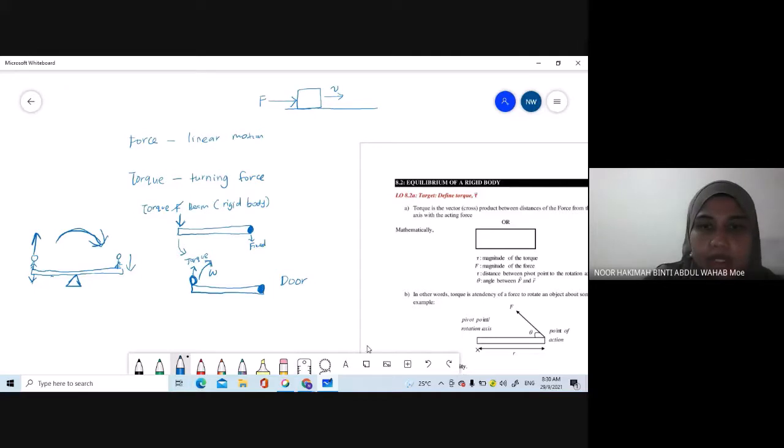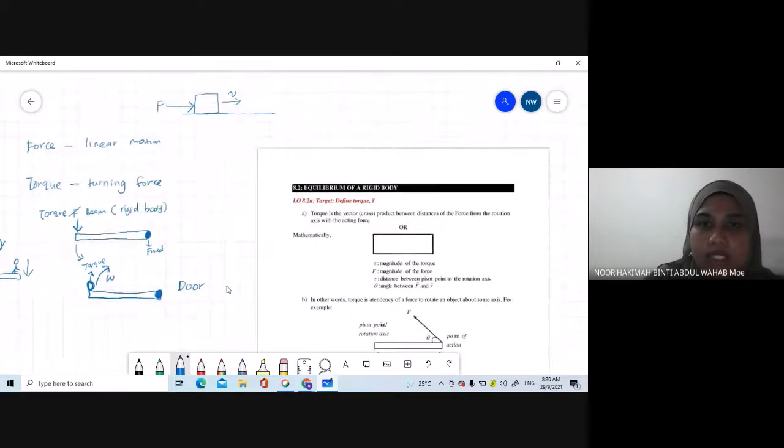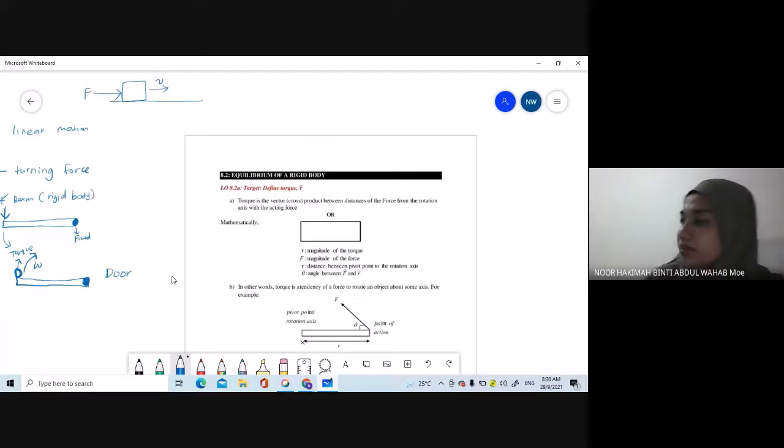Alright. Okay, so what is the equation to find torque? I mean, have you copied it down in the lecture? Not yet?